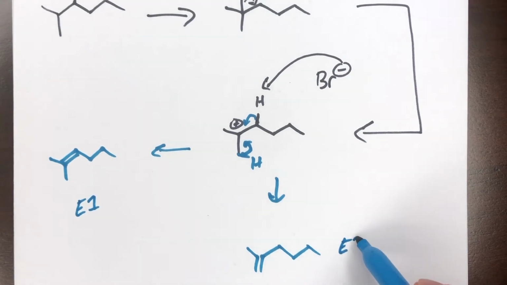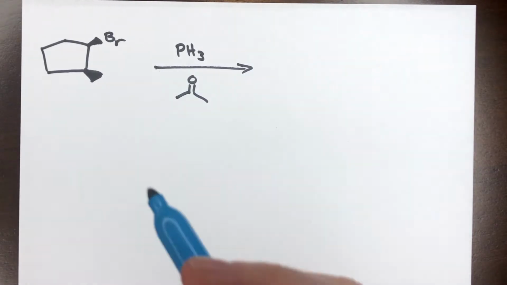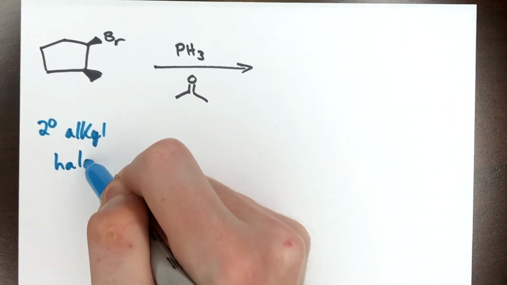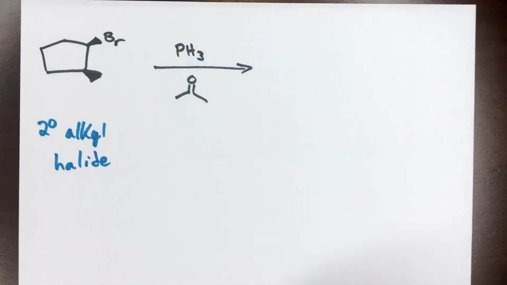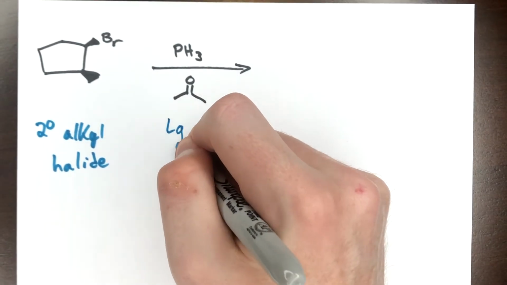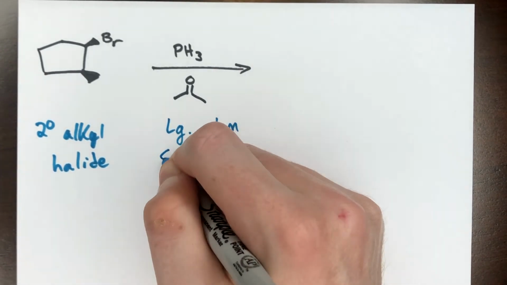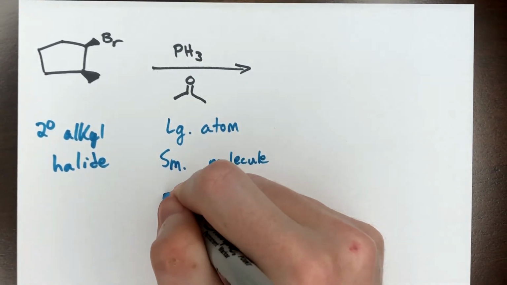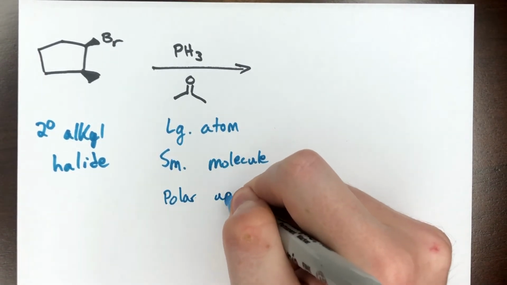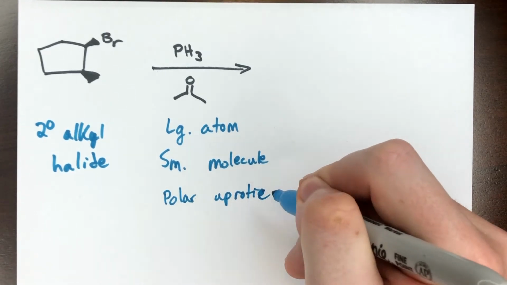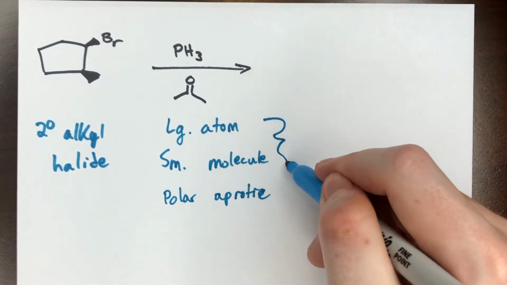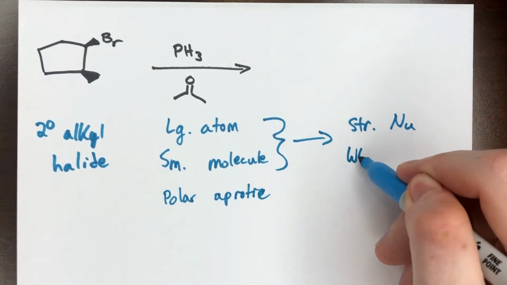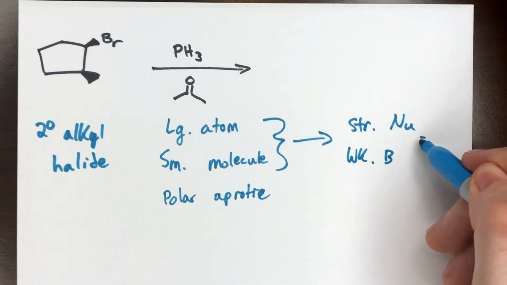products. All right, here we have another question. So in this case, we have a secondary alkyl halide. Again, this is somewhat ambiguous, so we'll have to look at our substrate or reagents very carefully. So we have a phosphorus that's a large atom, and the molecule is small because there's just hydrogens, right? This is also a polar aprotic solvent, no hydrogen bonding. Putting that all together, this is then going to be a strong nucleophile, but a weak base, which is then SN2.